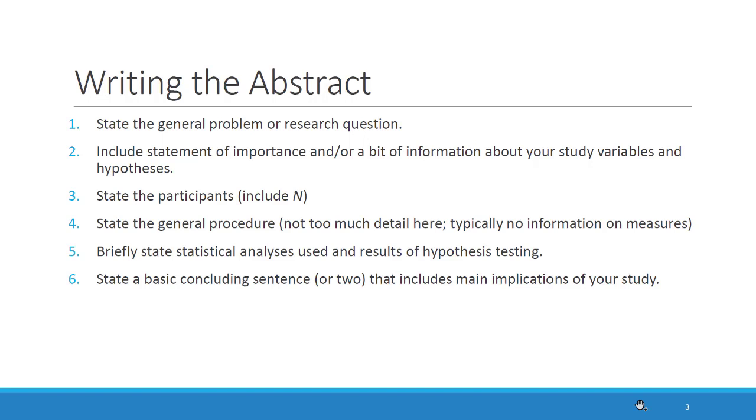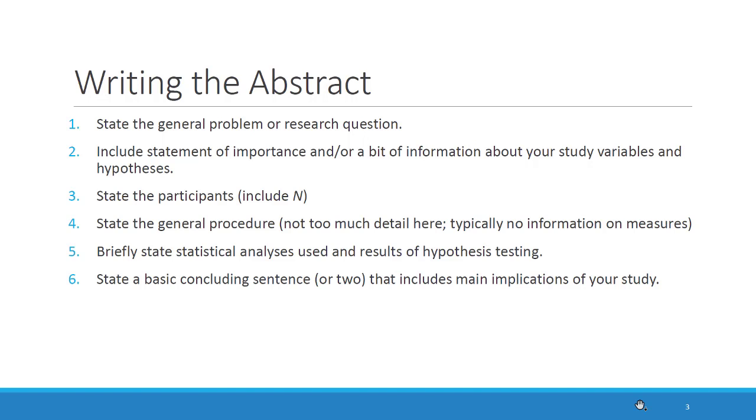When you're writing your abstract, there are 6 key things to include. Number 1, you want to state your general problem or research question. Number 2, you want to include maybe a statement of the importance of your study. If this doesn't make sense for your study, provide a bit of information about your study variables and hypotheses. Number 3, you want to state your participants, including the sample size or N.